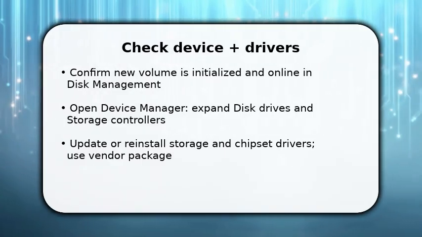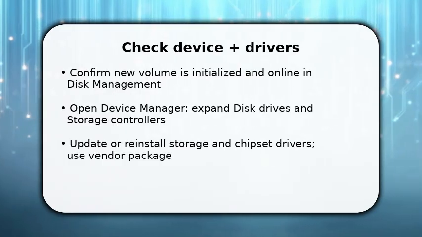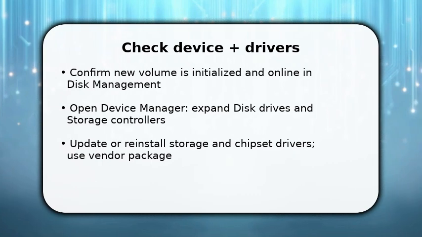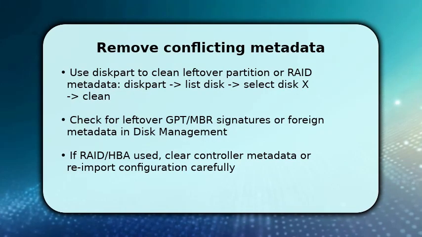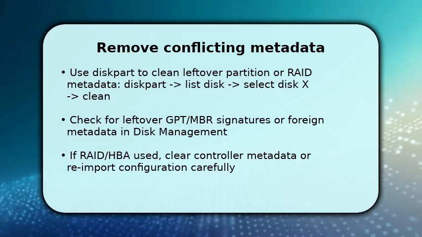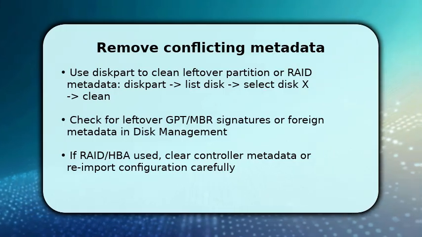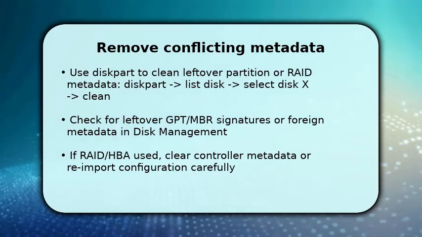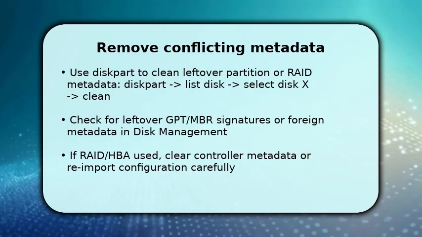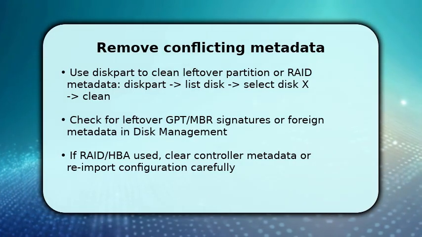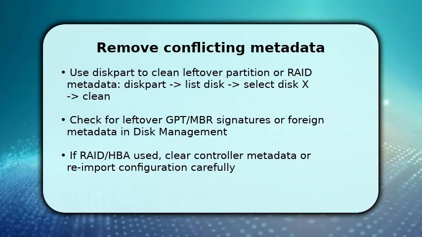Once done, reboot to ensure the driver stack loads cleanly, and the OS recognizes the device before proceeding to partition operations. Next, remove any conflicting metadata that causes the new simple volume option to gray out. Open an elevated command prompt, run diskpart, list and select the target disk, then run clean to erase partition tables and signatures. This clears orphaned GPT or MBR entries that block simple volume creation.